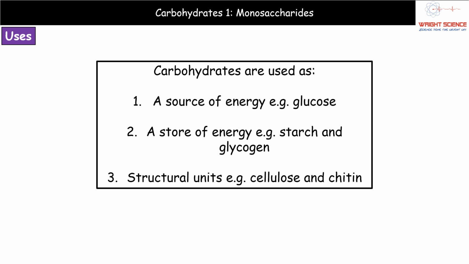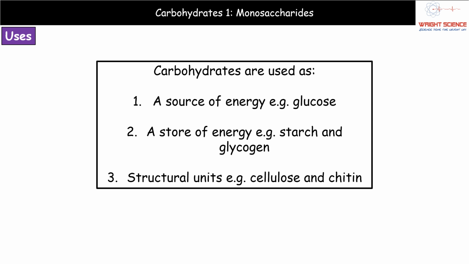Now, glucose itself will go through that process of respiration, and as an end result, we're going to get some ATP, and ATP is then going to be utilised in a range of metabolic pathways. Second use of our carbohydrates is as an energy store. Depending on if we're talking about plants or animals, this will determine what that storage molecule is. So in plants, we'll be looking at starch. In animals, we'll be looking at glycogen.